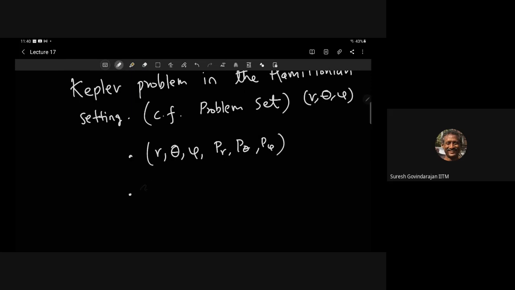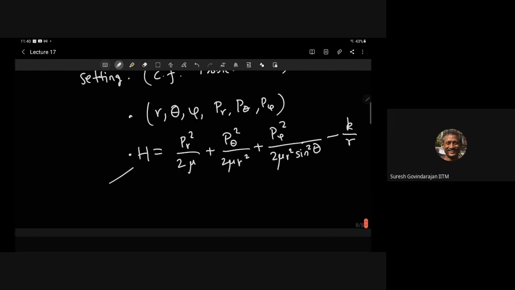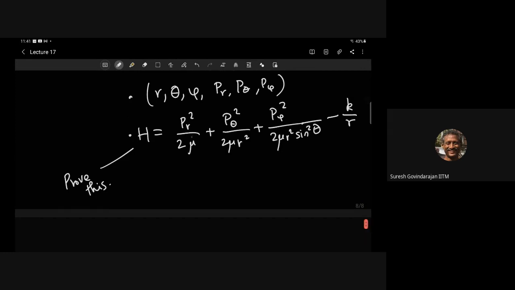Okay, so we have the Hamiltonian. H turns out to be... okay, so it's an exercise to prove this. Now, note that P theta and P phi are not the components of the linear momentum, but they are the momenta canonically conjugate to theta and phi.